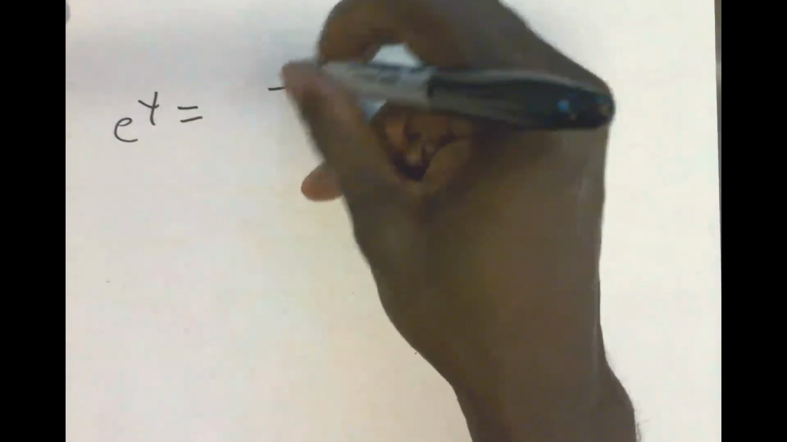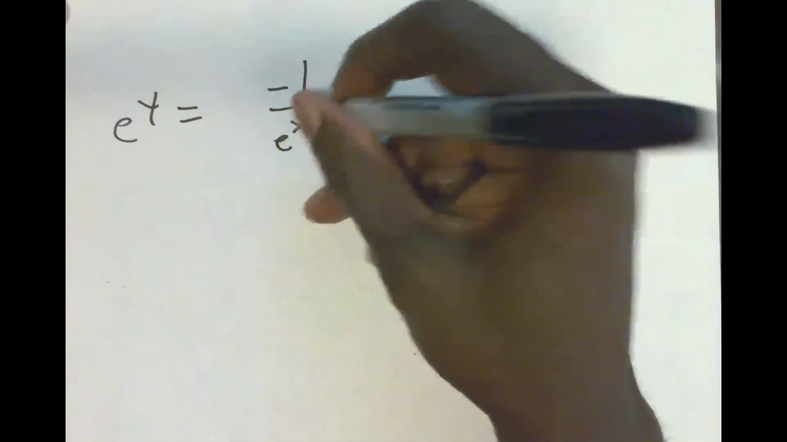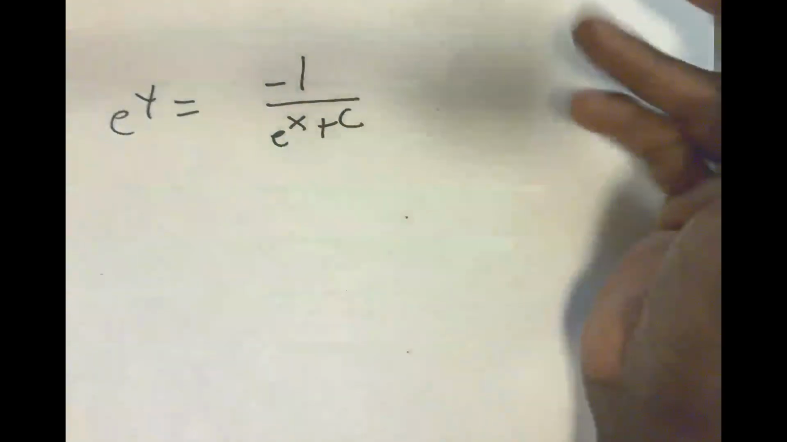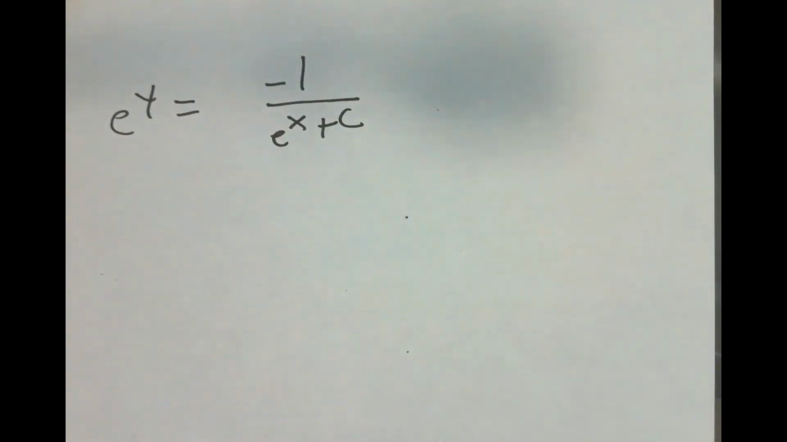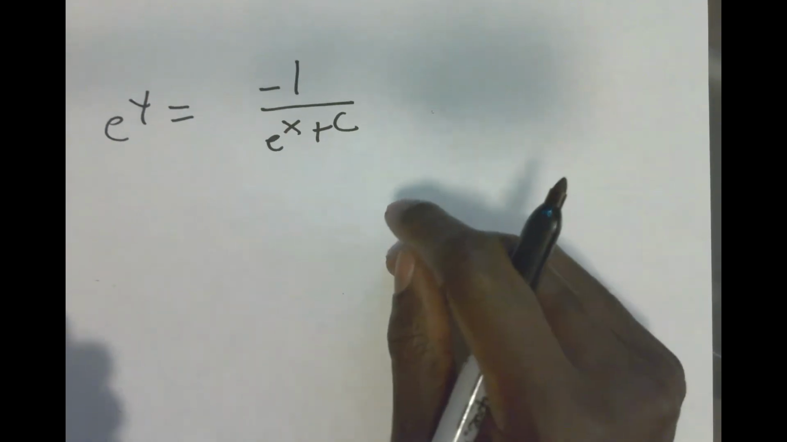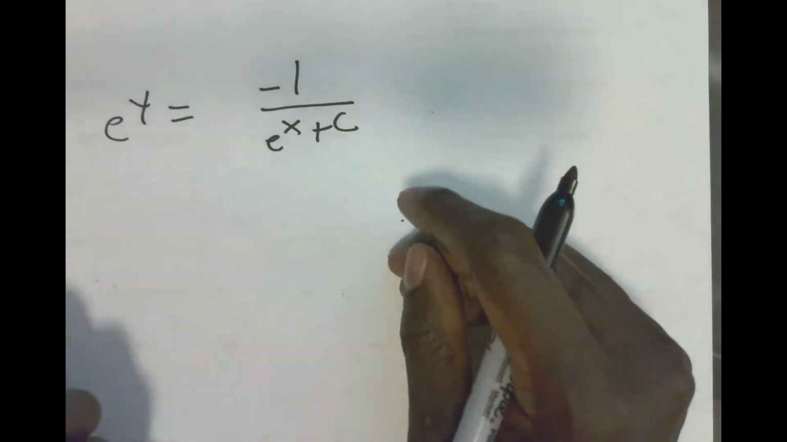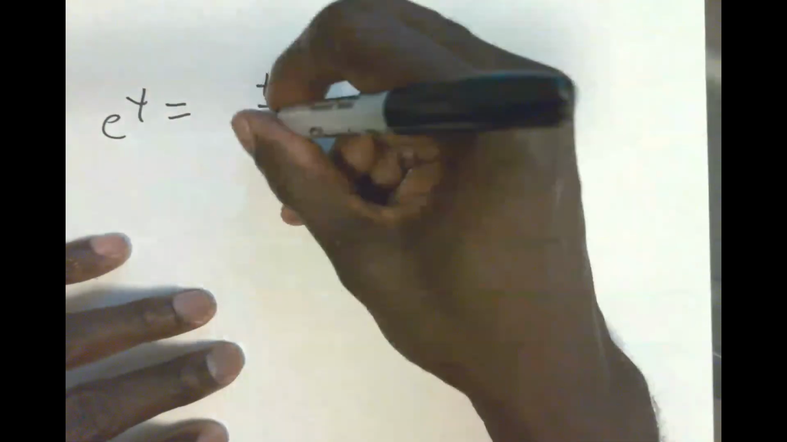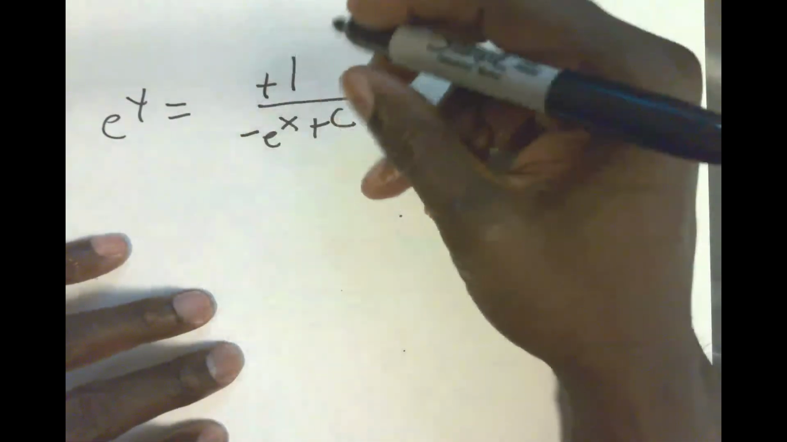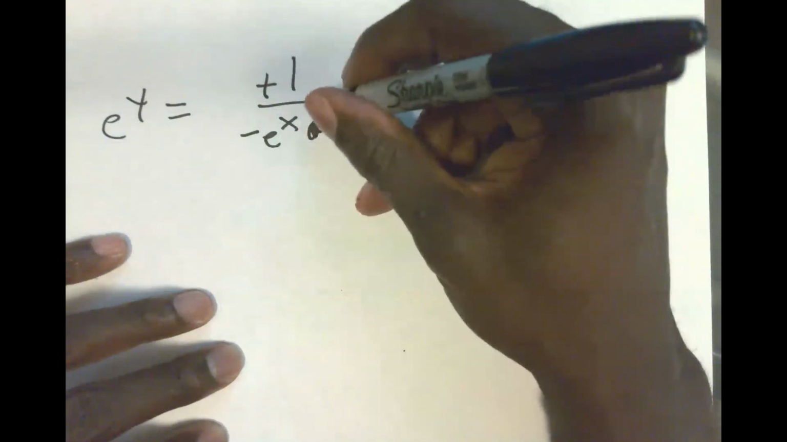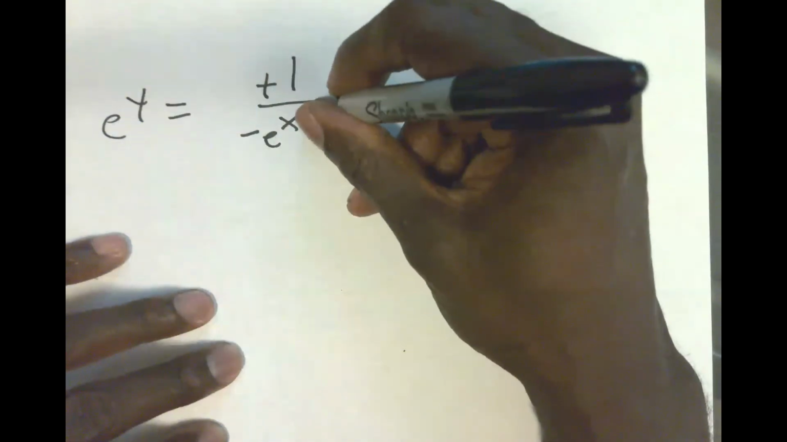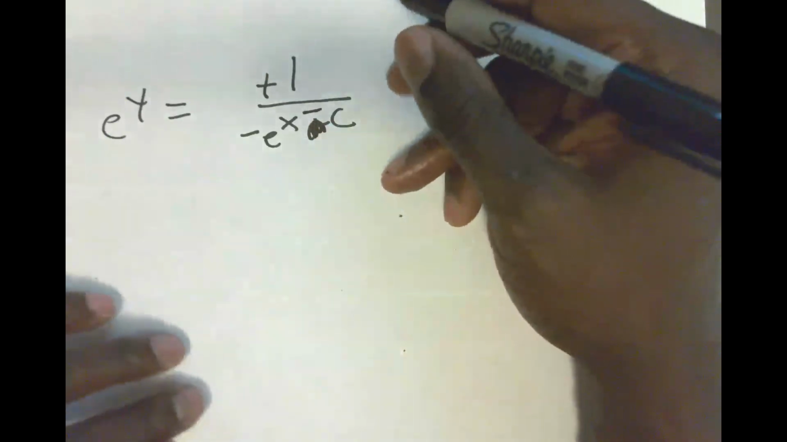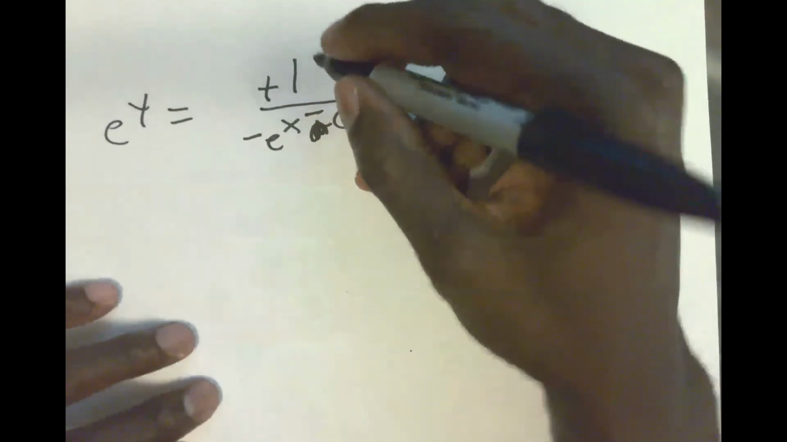So e to the y equals negative 1 over e to the x plus c. And now we can take the natural log of this stuff. Prior to taking the natural log, let me change this sign and make that a positive 1 and make that a negative x, a negative e to the x and a minus c. All right, so now I want to take the natural log of both sides.